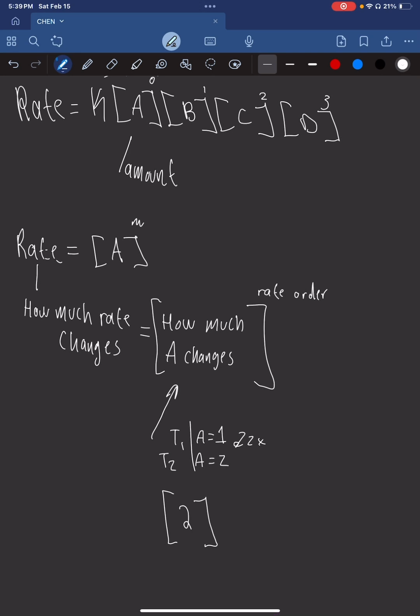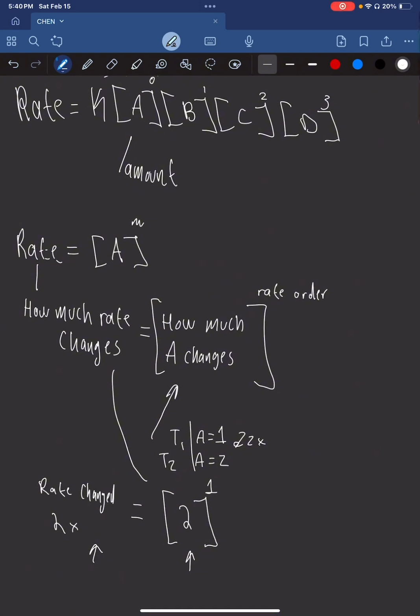And let's say it's a first order reaction. Well, how much has the rate changed? The rate has changed by a factor of 2 to the first, which means the rate changed by a factor of 2. So as A doubled, the rate doubled as well. So that means there's a direct relationship.